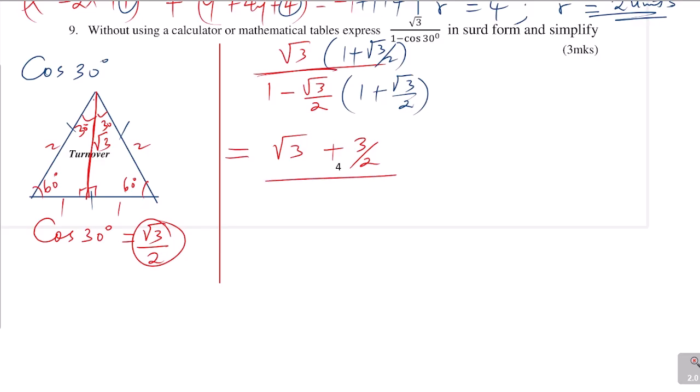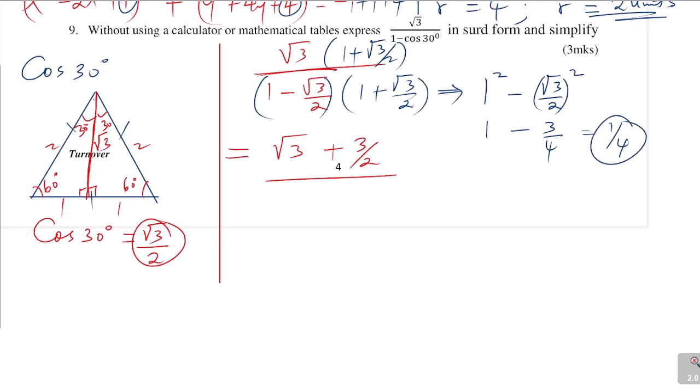Then for the denominator, when you look keenly, observe that this one is a difference of 2 squares. And so therefore this one will translate to 1 squared minus root of 3 divided by 2 squared, which will give 1 subtract root of 3 squared, which is 3, over 2 squared, that will be 4. And 1 subtract 3 over 4 is the same as a quarter.